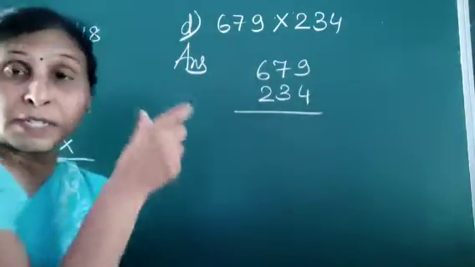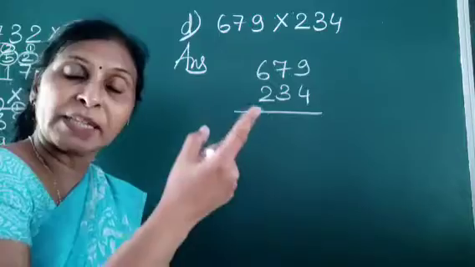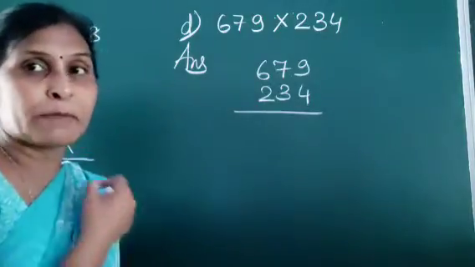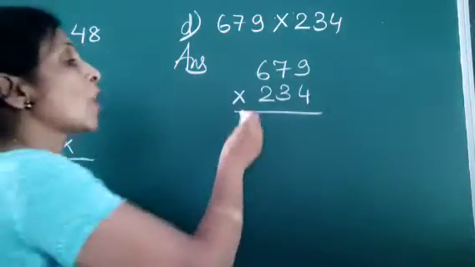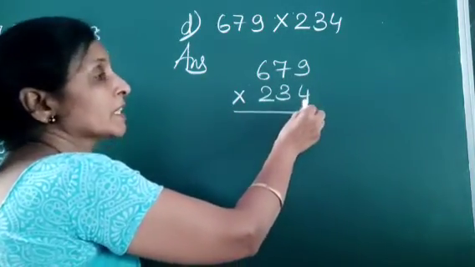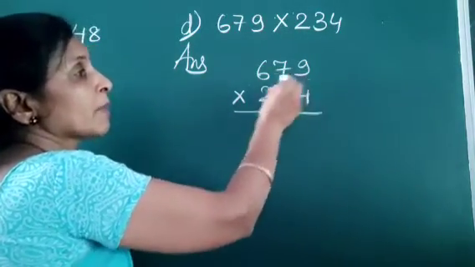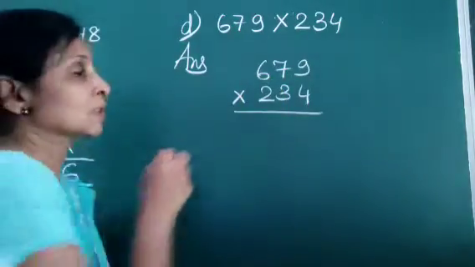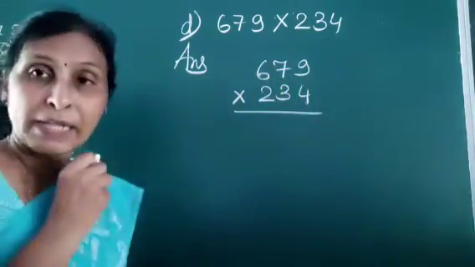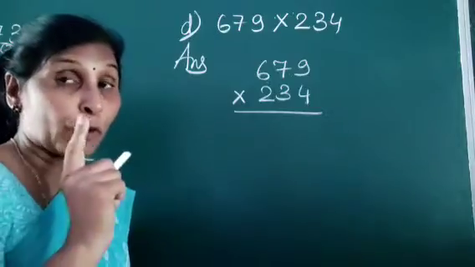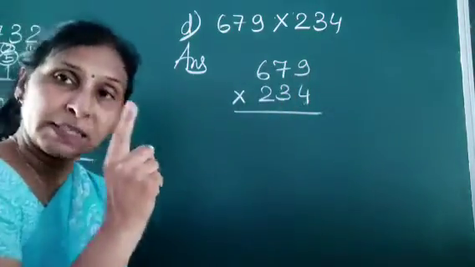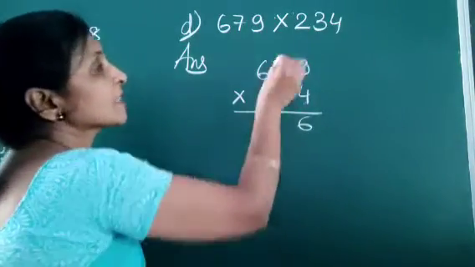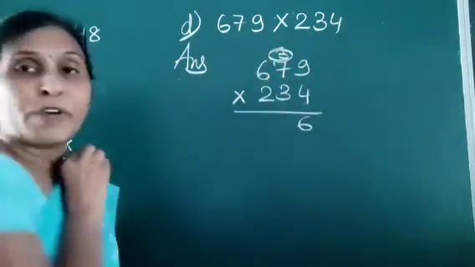Now the next D part, you can see 679 is multiplied by 234. The 3-digit number is multiplied by a 3-digit number. How we can multiply? First we write in vertical columns. Now this digit is multiplied by all these digits. So 4 is multiplied by 9. We tell the table of 4. How many times? 9 times. 4 9s are 36. We write 6 and put 3 carry over here.